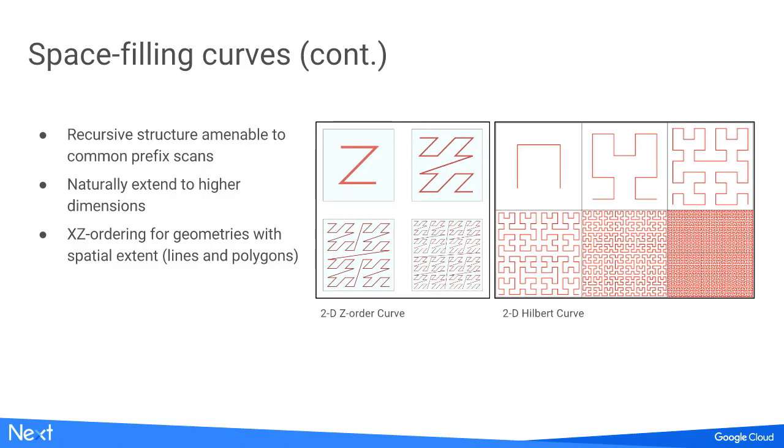So if we jump back, there's some additional properties to wrap up on space-filling curves. They have this recursive structure. So if you look at the Z-order curve, the first picture is two bits, right? So it has this quad tree decomposition. And you start adding more bits, but you can do these common prefix scans, which is one of the things that Bigtable is best at.